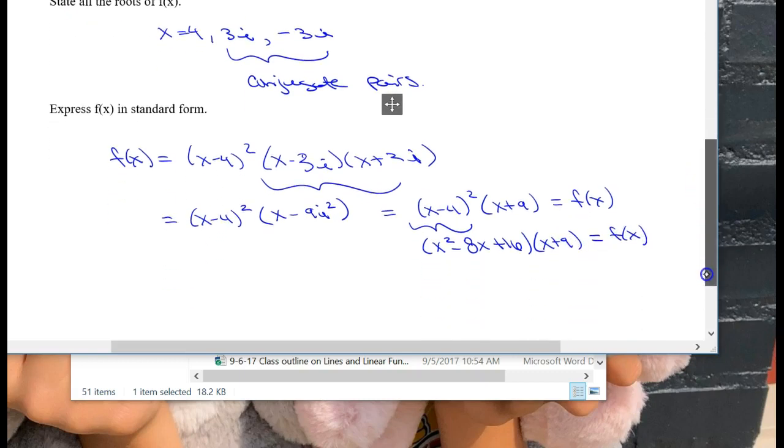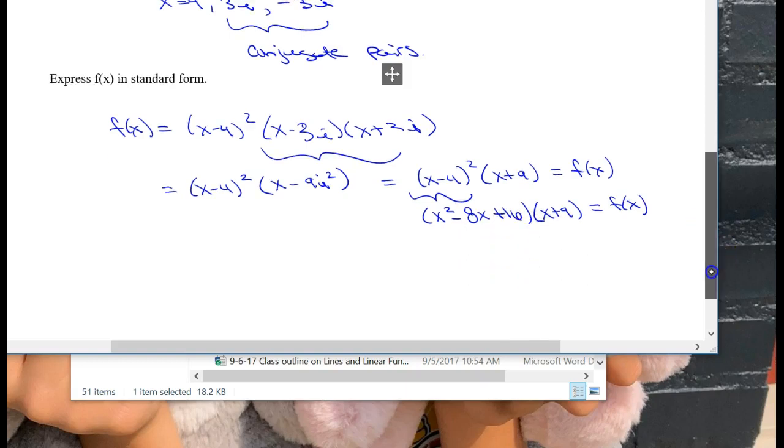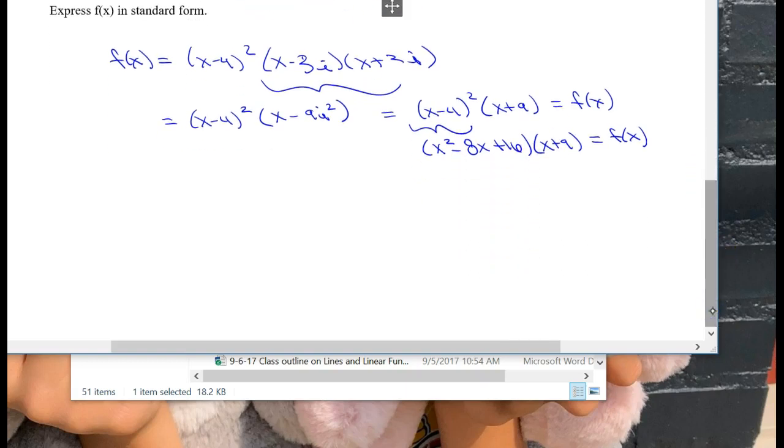Now, I'm going to trust at this point that you could then continue doing this horrific FOIL and finish the job. But the point is that not only do irrational roots of polynomial functions occur in conjugate pairs, so do imaginary roots. Let's do a new problem here.